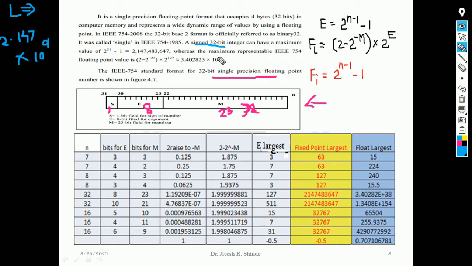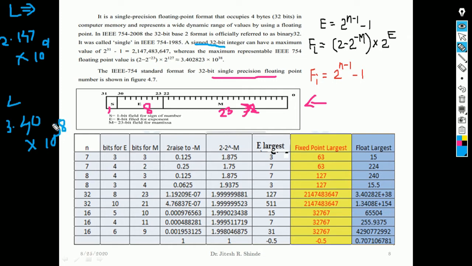On the other hand, the maximum representable IEEE 754 floating point value is, how are we getting this, (2 minus 2 to the power minus 23) times 2 to the power 127. Here 23 is the number of bits allocated for the mantissa component. So the largest value in floating point is 3.40 times 10 to the power 38.